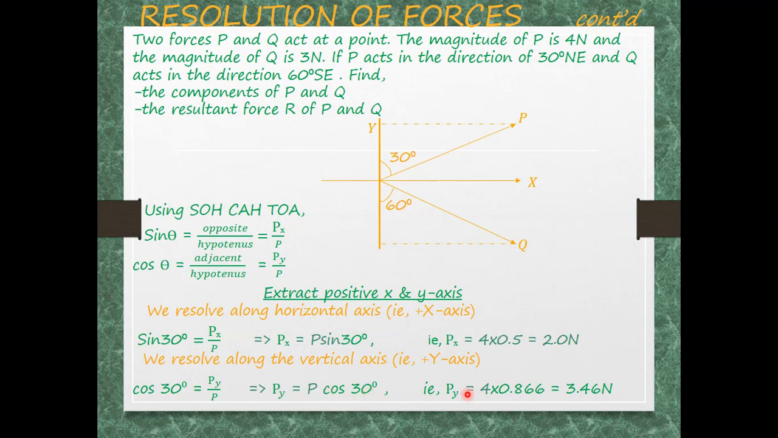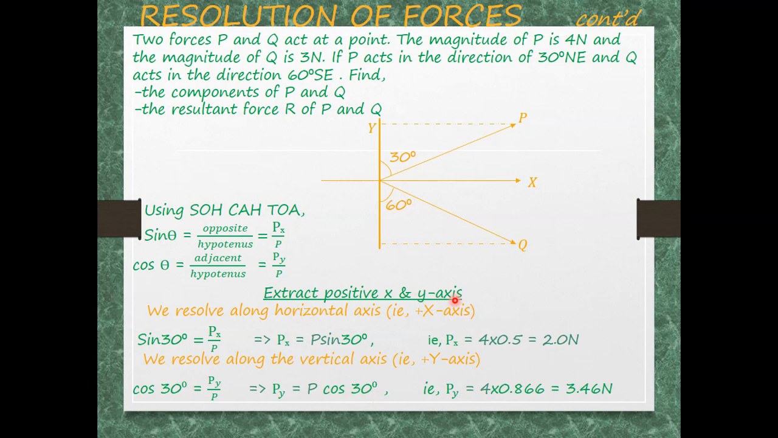That is Py is equal to 4. Mind our P is 4. 4 times 0.866, and that gives us 3.46 Newton. We have succeeded in extracting our positive x and y axis.